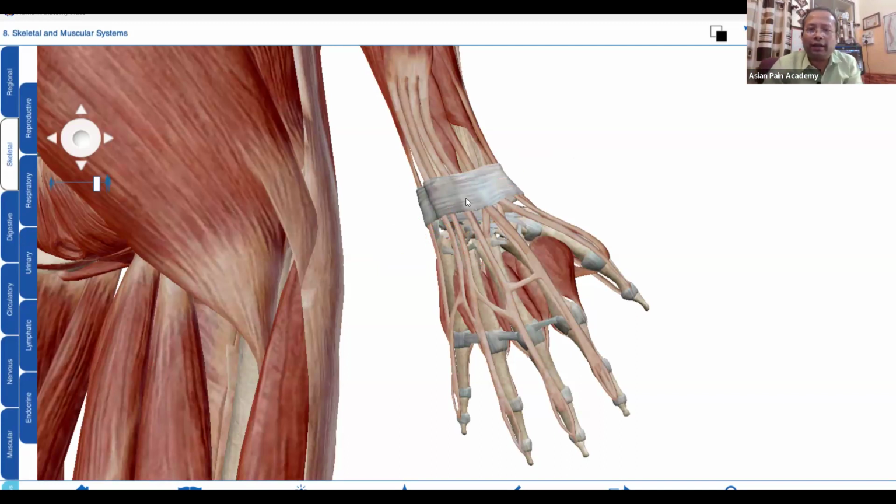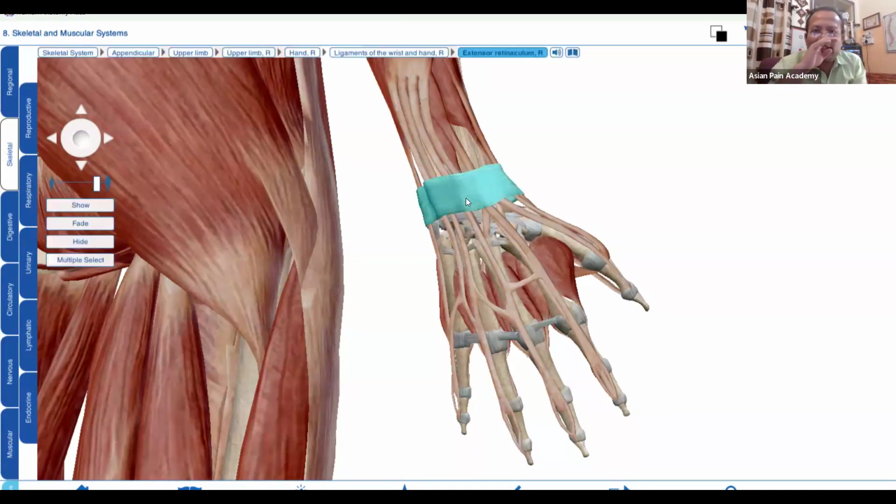I will show it here. So this one is extensor retinaculum. I am hiding it at present. We are not talking about that. So here let us see.